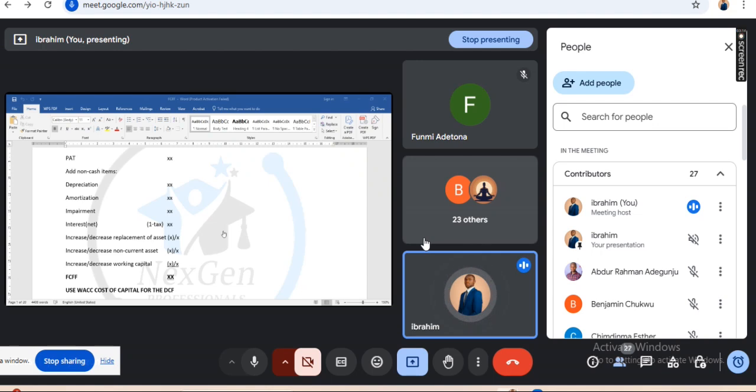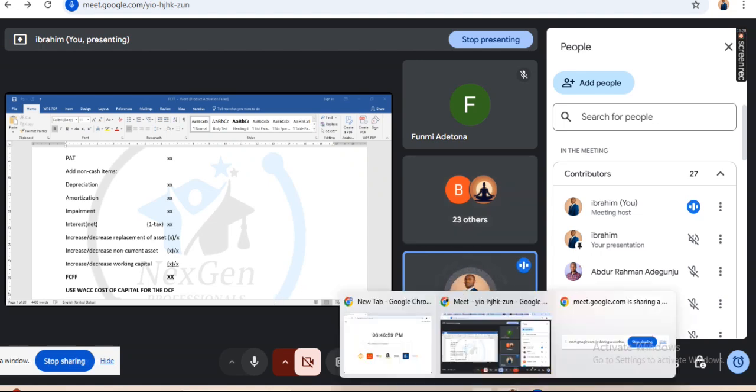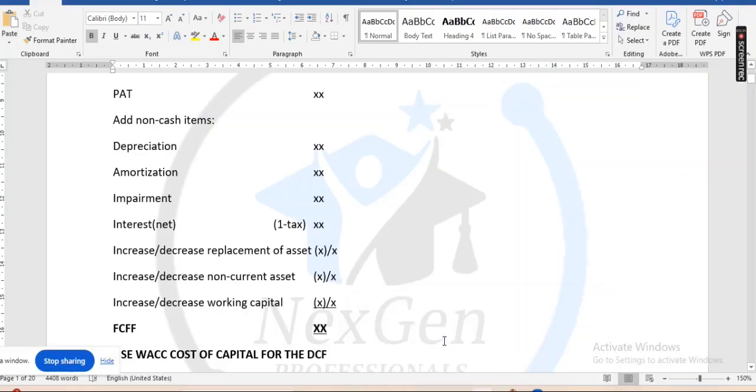When you are talking about the current value, you are talking about valuation. You want to know the value of the business. You use the weighted average cost of capital to discount it because it is free cash flow to the firm. That is the reason why you have to use the weighted average cost of capital.